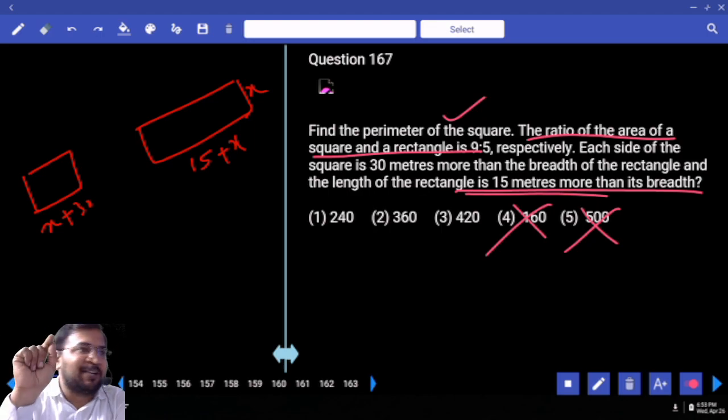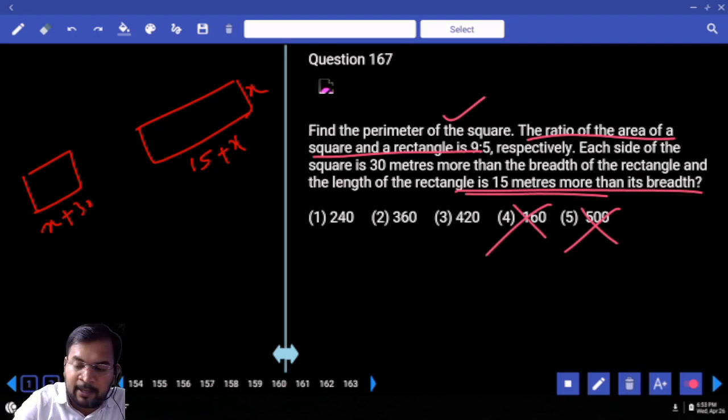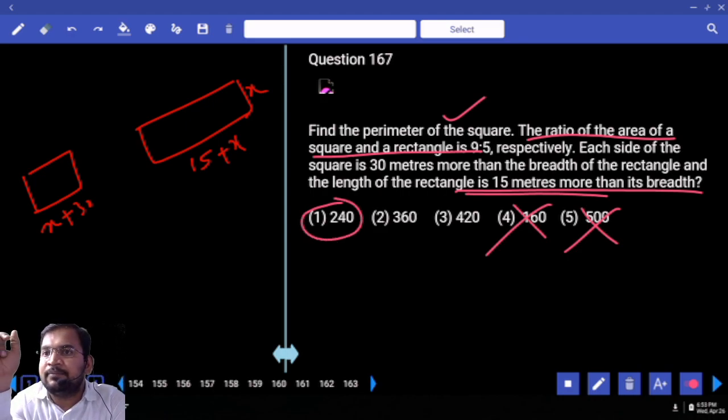Go for cross multiplication, then we will get a quadratic equation. Then solve and we will get the answer. After going home, do that one. We don't solve like that. So we'll go through the options. Now tell me. First option is 240 as the perimeter, then side is 60. Tell me fast.